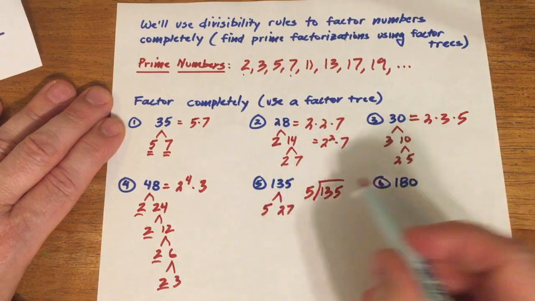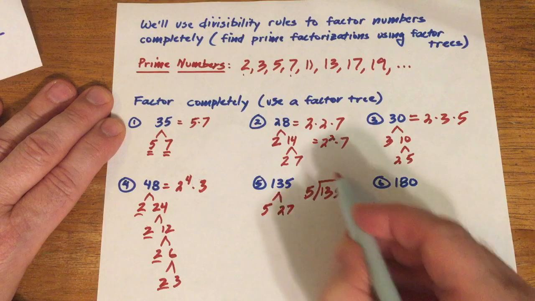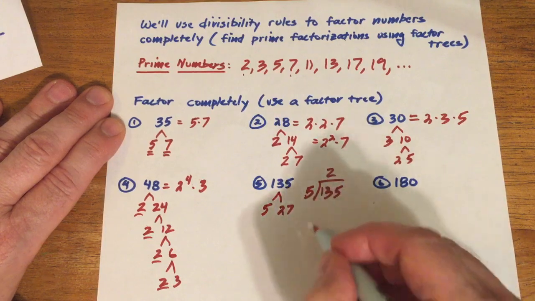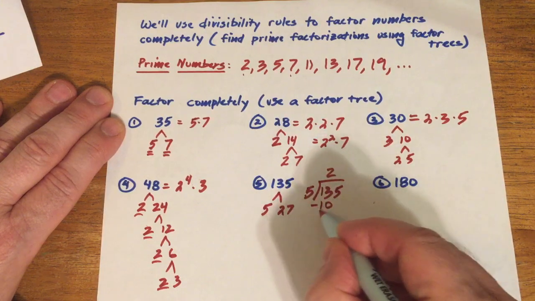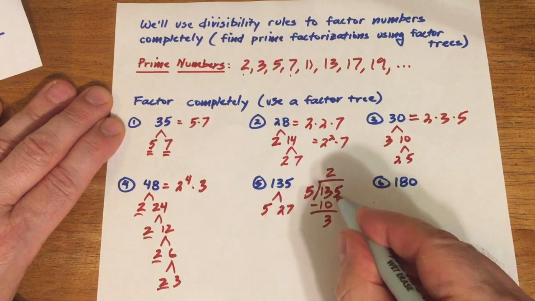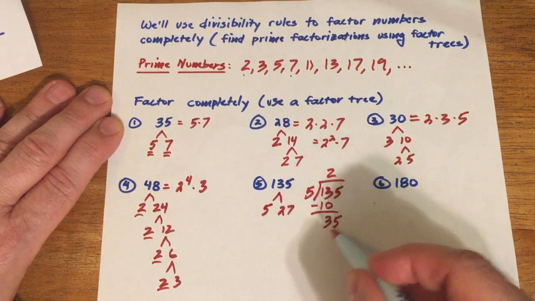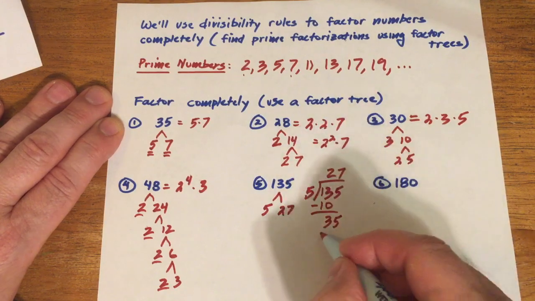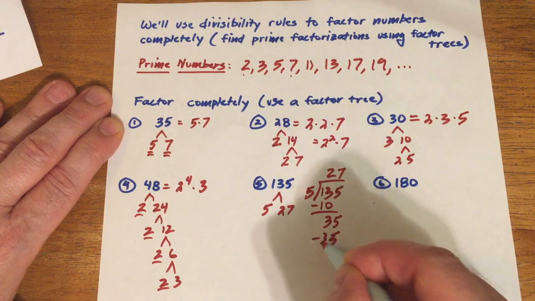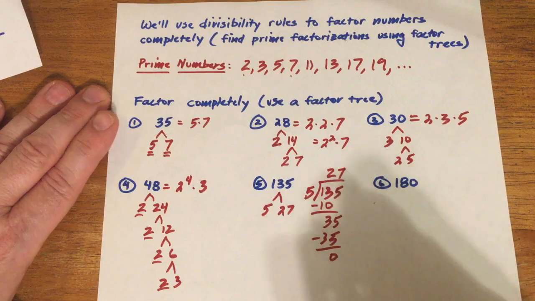Just the regular way. How many 5s can we count out of 13? There will be a 2. Multiply 2 times 5, 10. Subtract, we get a 3. Bring down the 5. Now we divide again. How many 5s can we count out of 35? It's going to be a 7. Subtract, we're going to get a 0.